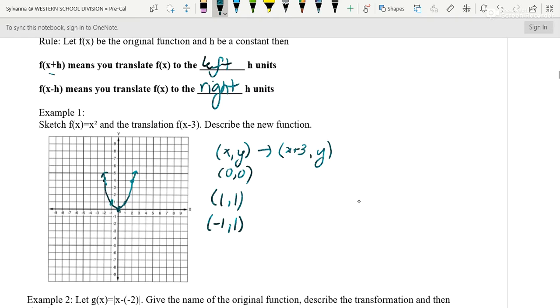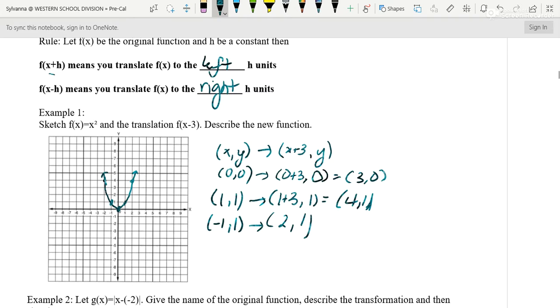So now I can plug some values into what I wrote to find a new point. For 0, 0, my x value is 0, so I'm going to plug that 0 in. So 0 plus 3, and my y value is 0, which means that my new point will be 3, 0. Here, I have 1 for my x value, so this will be 1 plus 3, and my y value stays the same as 1, so my new point is 4, 1. So we are just transforming from our original to the new function that we want. And then lastly, I have negative 1 plus 3, which is 2, and my y stays the same as 1. So these are the points for my new function.